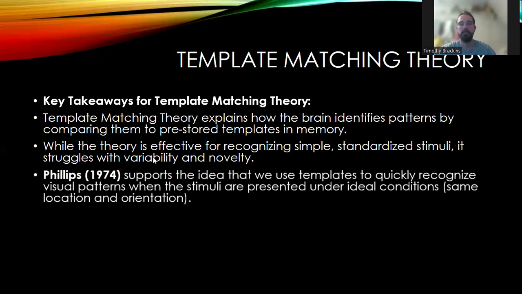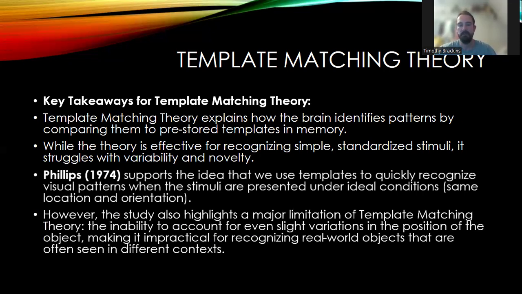So it supports the idea that we can and do use templates to quickly recognize visual patterns under ideal conditions, same location and same orientation, but it also highlights this major flaw of template matching theory, which is the inability to account for even small variations in the position of the object. So it really just makes it impractical for recognizing real-world objects that we often see in different contexts and different orientations and sizes. We rarely see things in the same context and orientation over and over again. So major flaw with template matching theory.